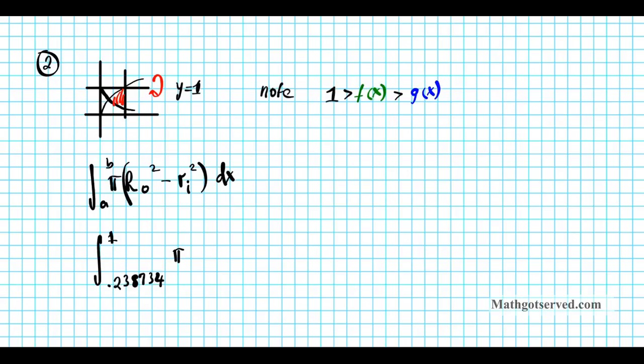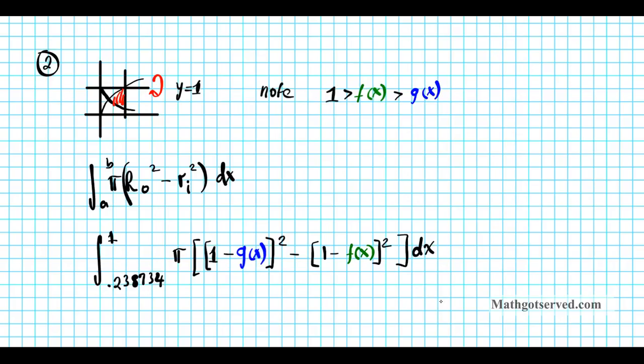Okay? Pi times, we're going to be computing the outer radius, which is simply what you get when you subtract the function that's farthest from the axis of rotation from 1. That's g of x, 1 minus g of x. Put that in there. So that quantity squared is the outer radius. Minus, to get the inner radius, we're going to do 1 minus the inner function, the function that's closer to the axis of rotation, which is f of x. Quantity squared, that's your inner radius, dx. So this is basically the formulaic setup.